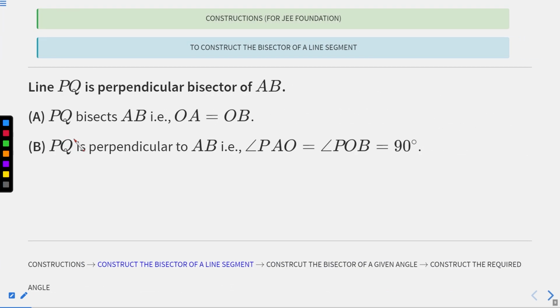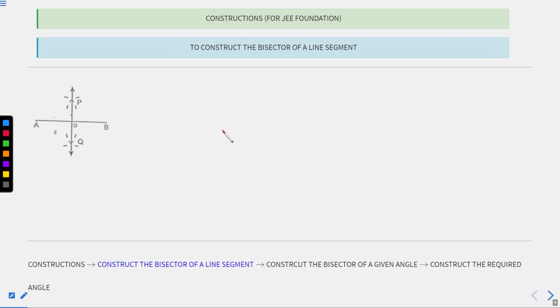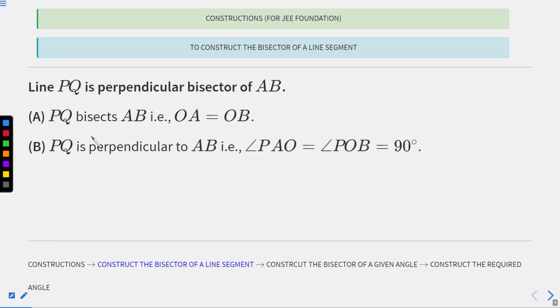Now let's prove that it is a perpendicular bisector of AB. As I have already told you, we have to prove that this angle is 90 degrees and that the length AO is equal to OB. So we will use congruency here.